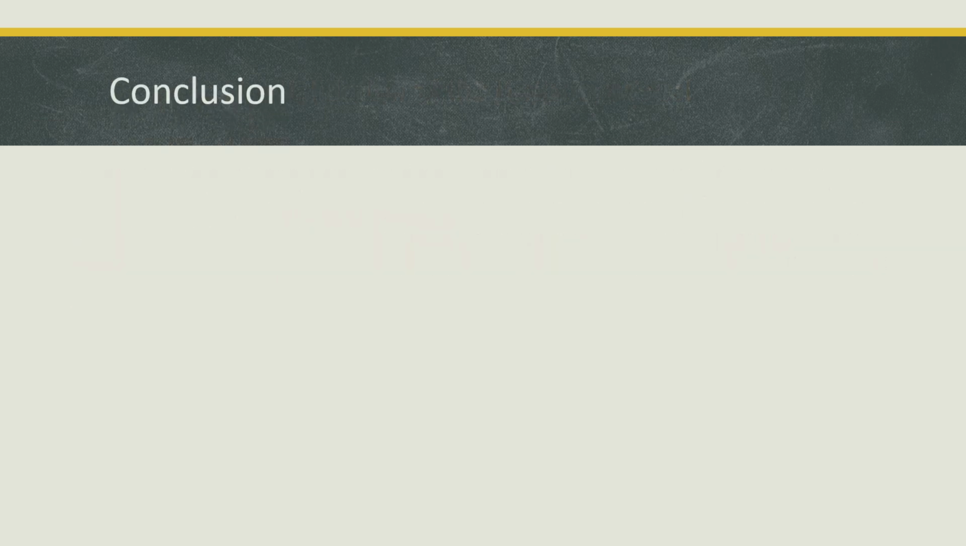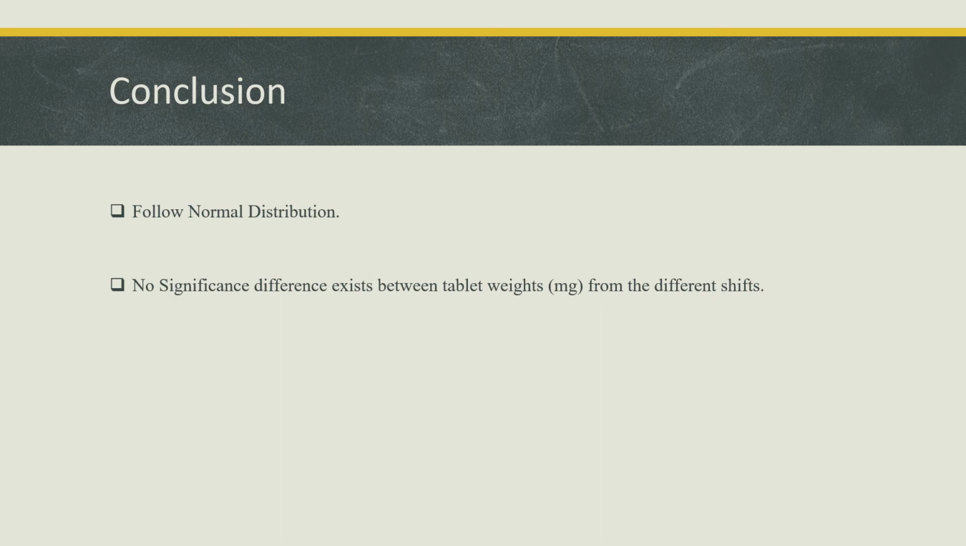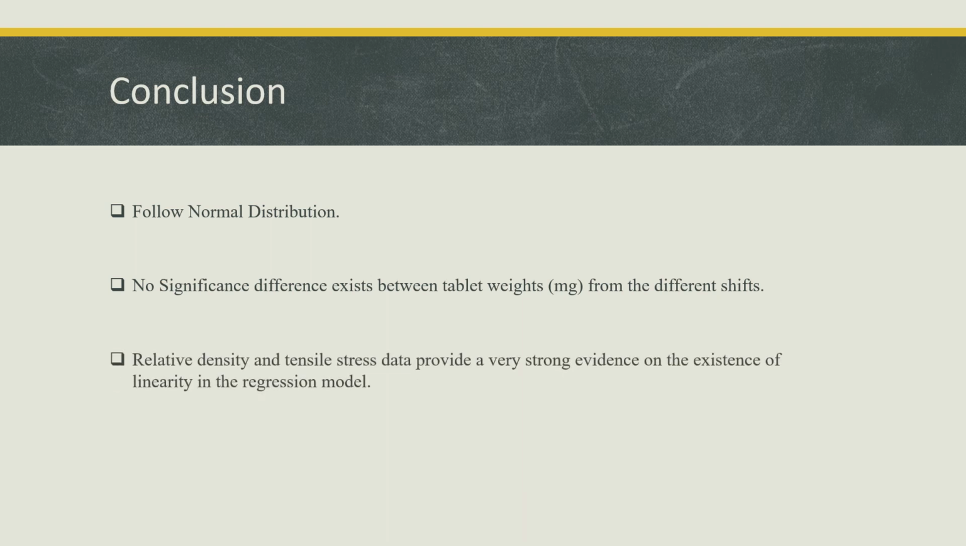So to conclude the work for the status of production of tablets in December 2020, we conclude that the production does follow the normal distribution. And also there is no significant difference between tablet weights from the different shifts. Besides that, the relative density and tensile strength data provide very strong evidence of the existence of linearity in the regression model. And lastly, there is a strong positive linear relationship between relative density and tensile strength.